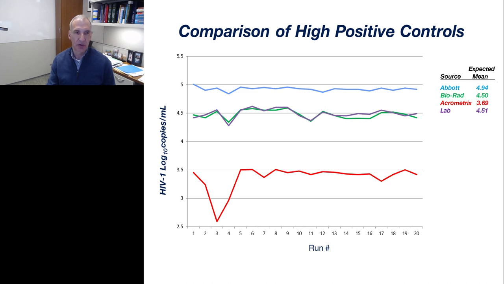They performed very well. The Acrometrics control was consistently below the expected value and about a log lower than the other controls. So it was testing at a level of about 5,000 copies per mil versus the other three that were in the 50 to 100,000 copies per mil. And so while it was labeled as a high positive control, it really tested more as a mid-range control. I'm not really sure what the dip on run number 3 was. That's something that we're trying to figure out. I don't have an answer for that.